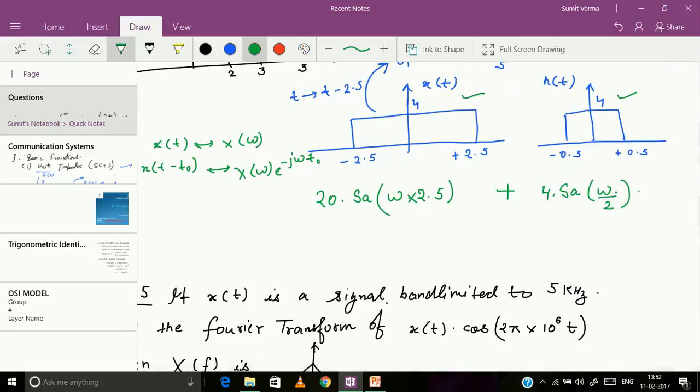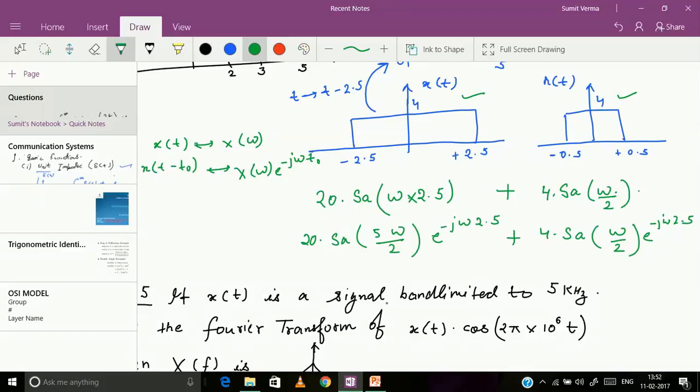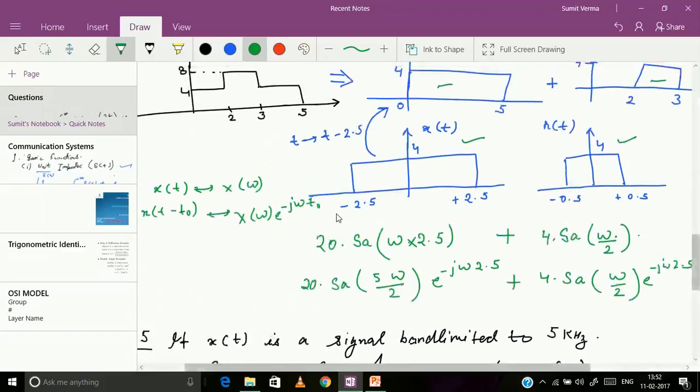So what will it become? It becomes 20 sampling of 5 omega by 2 into e to the power minus j omega 2.5. Simple as that. So here again it will become 4 sampling omega by 2 e to the power minus j 2.5 omega. So this is how we wrote the Fourier transform for these two pulses.